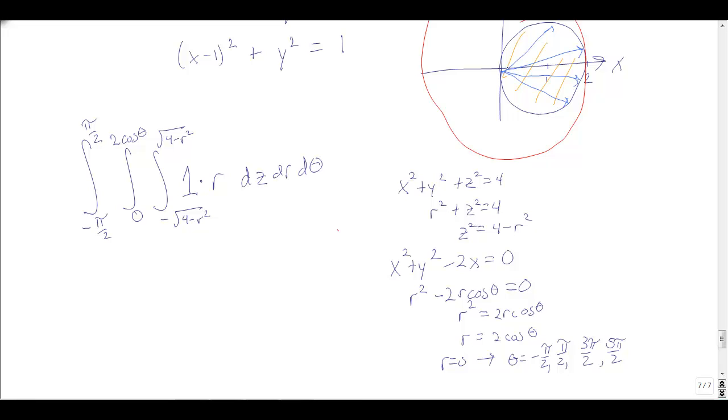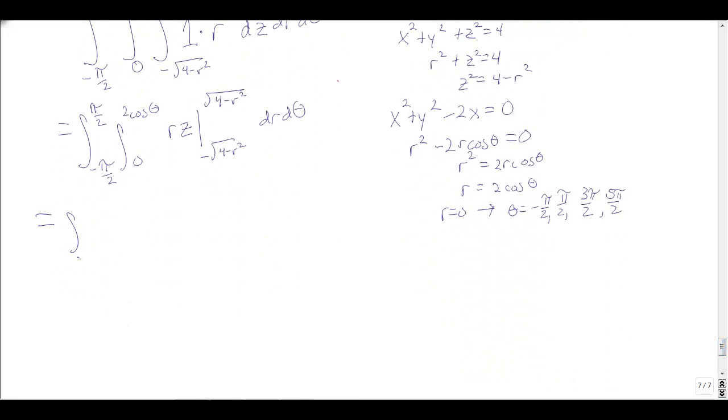Okay. Now we have our integral, we just need to evaluate this. I'm a little worried about the square roots, but this r looks like it's going to save the day there. So I get an integral from negative pi over 2 to pi over 2, integral from 0 to 2 cos theta. When I integrate r, really 1 times r, with respect to z, I get rz. And I'm going to go from negative square root 4 minus r squared to positive square root 4 minus r squared, dr d theta.